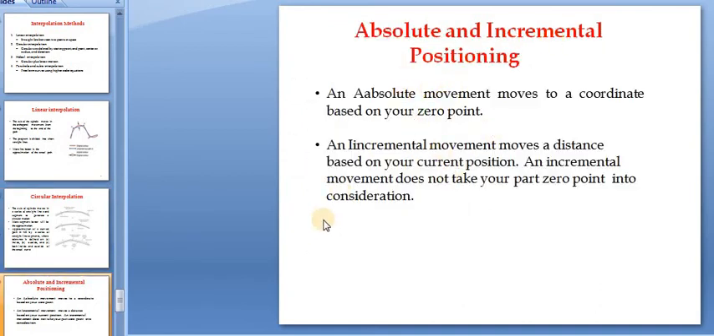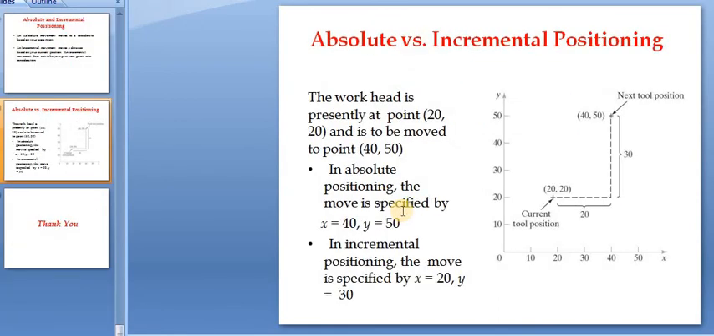Absolute and incremental positioning. An absolute movement moves to a coordinate based on your 0 point. An incremental movement moves a distance based on your current position, and does not take your 0 point into consideration. What is meant by absolute and incremental positioning? Look at this. The work head is presently at 20, 20, that is X20 and Y20. Suppose it moves from 20, 20 to 40, 50.